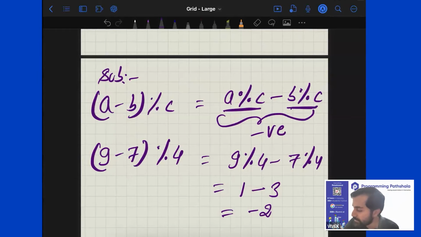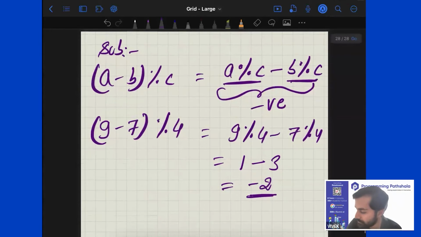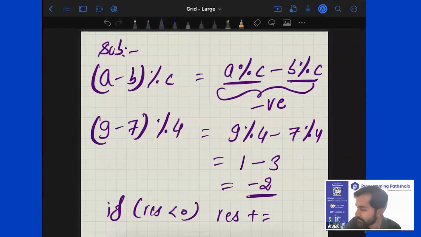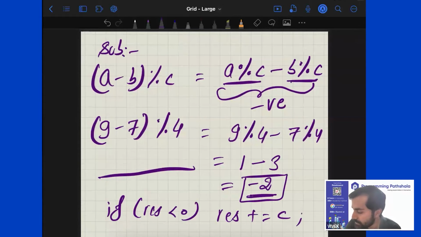So if your result is negative, you just have to add C to it. Because what really happens is, if you are getting this negative result, it is just shifted from 0 in some direction towards the left, minus 2. And if you add 4 to it, which is the number that you are taking mod with, it is immediately shifted towards this side. Okay.